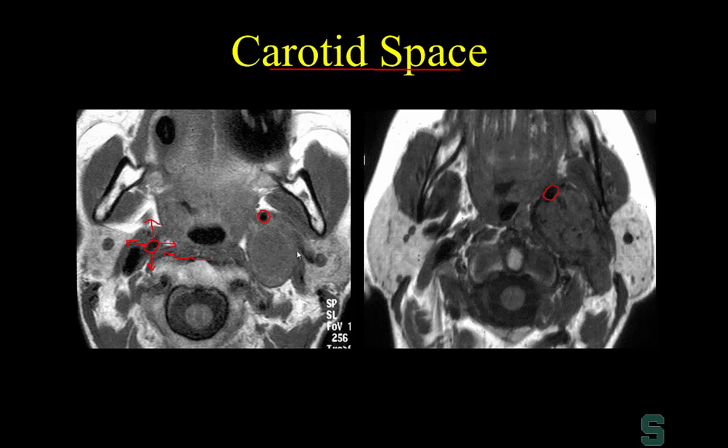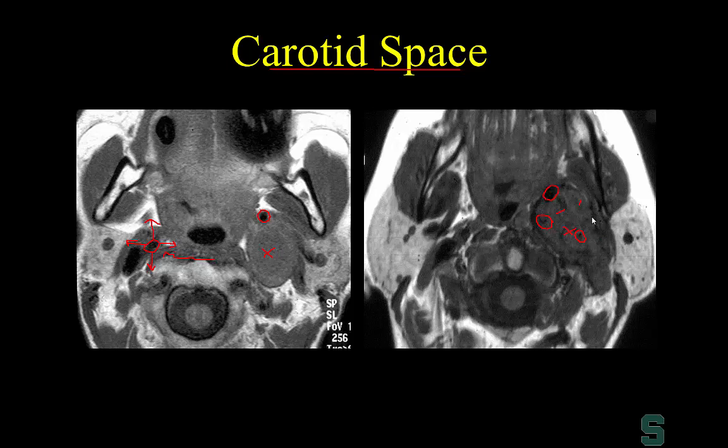So internally, what's the difference between this area and this area? What do we see here internally that we don't see on this side? What are these guys right here? Somebody said it, flow voids, right, vessels. So both of these are carotid space masses. On the right-hand side, there are flow voids, and on the left-hand side, there are no flow voids.